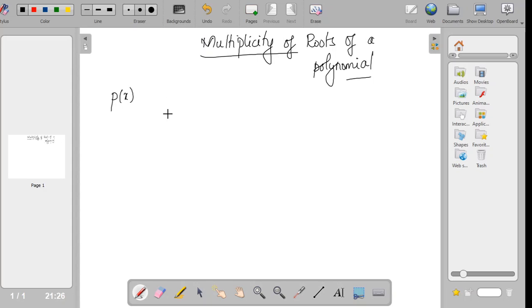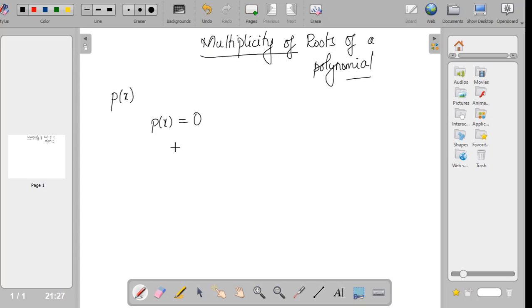So when you solve for the equation p of x equal to 0, we know that when we solve, we get roots. Now, there can be single roots or your roots can be repeated. Roots may repeat twice, or they can repeat 3 times or 4 times, and so on. So the number of times your root repeats is called the multiplicity.